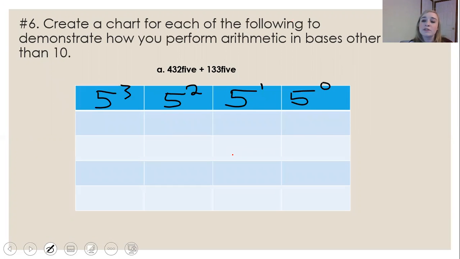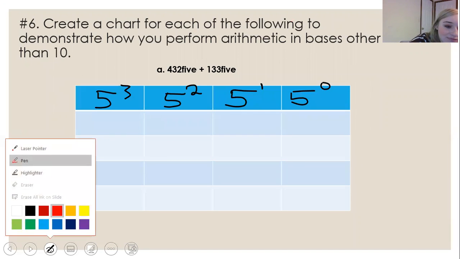Okay, for this last set of problems, we are going to create a chart for each of the following and demonstrate how to perform arithmetic in bases other than 10. So we're always doing arithmetic in base 10, but here we're going to do it in base 5. This seems a little bit confusing, but I promise it won't be once we get started.